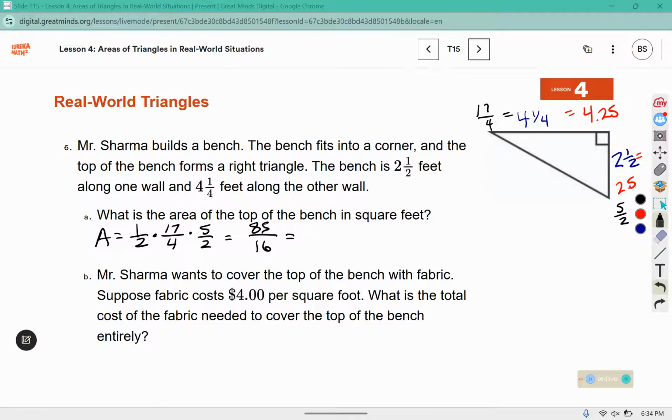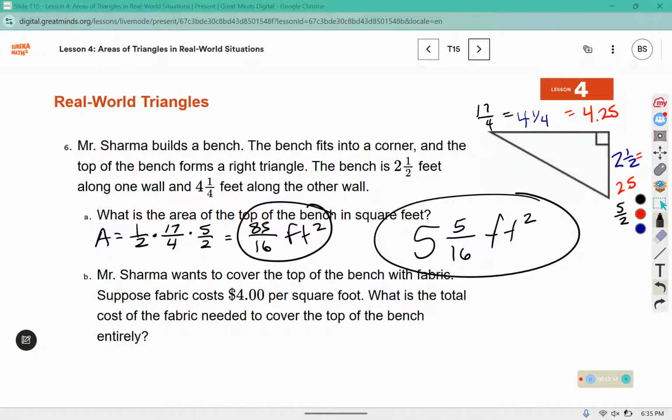We can change that into a mixed number if we need to, or you can just leave it as an improper fraction. This would be 85 over 16 feet squared. For my class, that's an acceptable answer, but if your teacher prefers it as a mixed number, 16 times 5 is 80, and then we would have 5 extra out of the 16. So there's another way to write it.